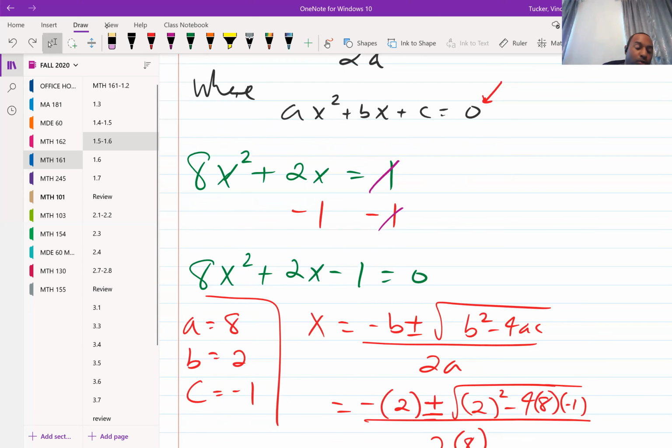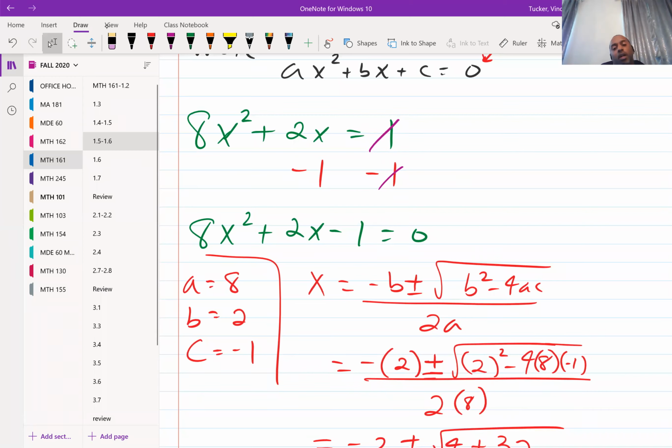And also make sure you hold true to your signs. That's a positive 8, positive 2, and a negative 1. Then from there, we plug it into the formula. Make sure you don't lose a negative when you go about plugging your stuff in. That negative b right there is a part of the formula. So if you end up having a negative b, make sure you keep all of your negatives. So plugging in positive 2, we have negative 2 plus or minus square root of 2 squared minus 4 times 8 times negative 1, all over 2 times 8.